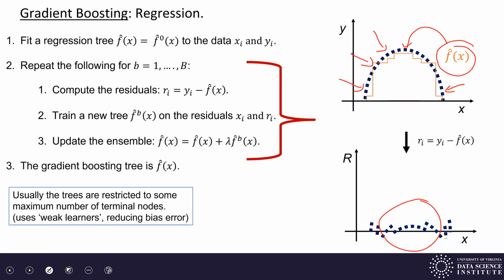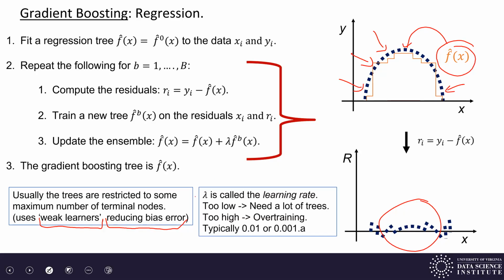As we mentioned, usually the trees are restricted to some maximum number of terminal nodes. That makes the individual trees what we call weak learners. Once we make a bunch of weak learners, this process of boosting reduces the bias error. Those weak learners put a strong assumption, a strong bias, on what the relationship between X and Y is. By learning our errors in this process of boosting, we reduce that bias error.